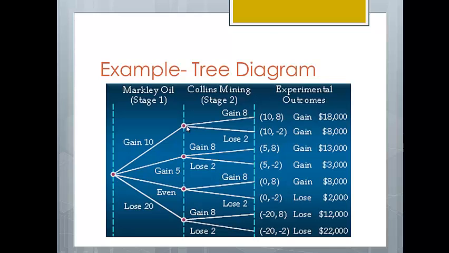Markley Oil could gain 10 at the same time that Collins Mining gains 8. So that would be an outcome of 10, 8, which would be a total gain of 18,000. Following that first branch again, let's say Markley Oil gains 10, but Collins Mining loses 2, so that event outcome would be 10 comma negative 2, and it would result in an overall gain of $8,000. So you can work through this decision tree and we would come up with this range of potential experimental outcomes.